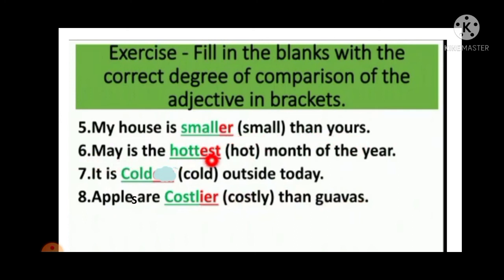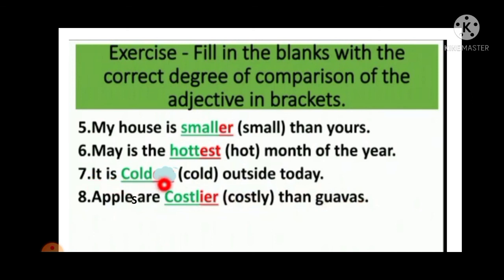Number 6: May is the dash (hot) month of the year. So here the month of May is compared with the rest of the months, and it is hot, that's why we put the superlative degree. The comparison is among more than three, that's why we use superlative. So hottest. Here we put a double T because there is a consonant and then a vowel before it. After a consonant and one vowel, the T will double here. So hottest. May is the hottest month of the year.